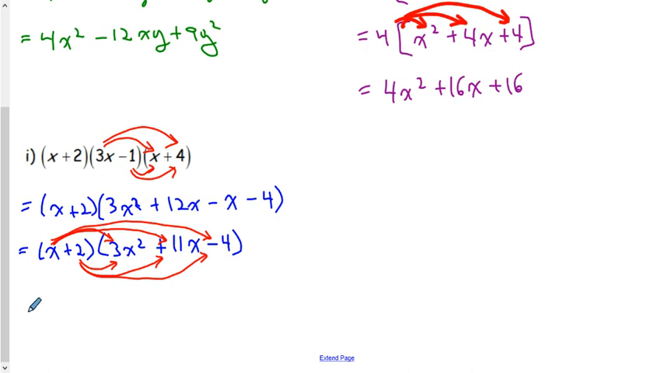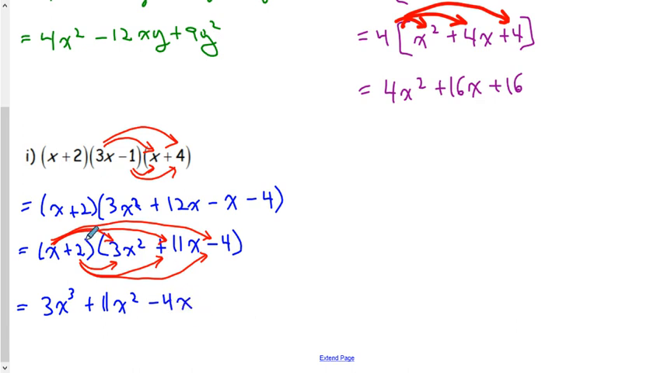So let's do the math. X times 3x squared. Okay, that's still going to have a 3. But x times x squared, well, you actually ended up with x times x times x. That's going to be written as x cubed. That's what cubed means, times itself 3 times. Now I've got x times 11x, so that's going to be 11x squared. And x times minus 4, so minus 4x.